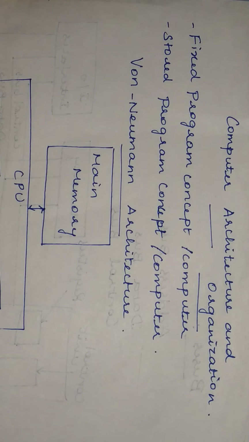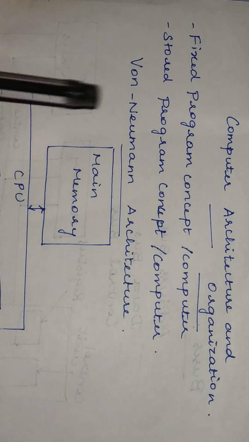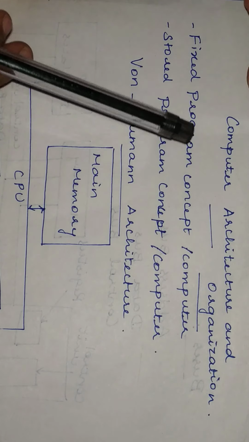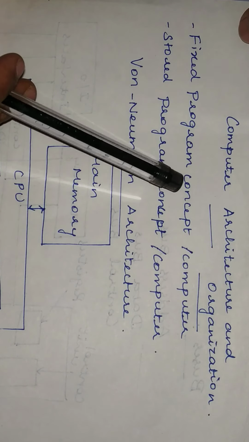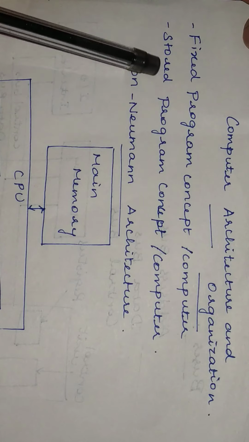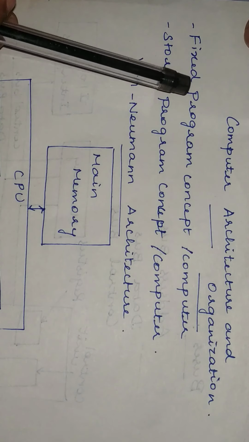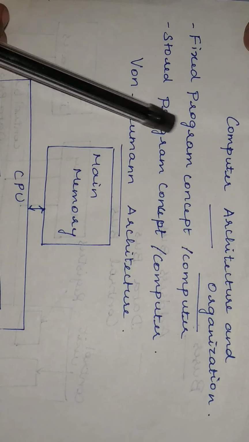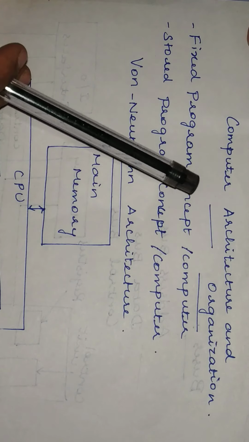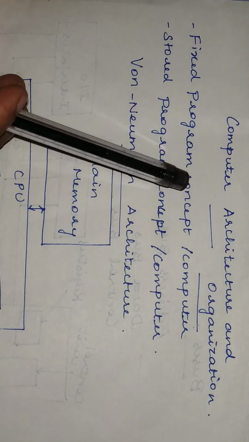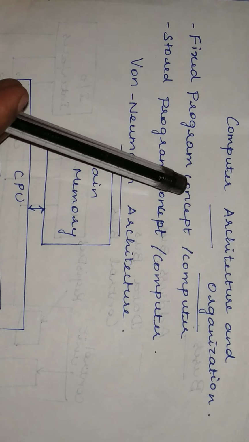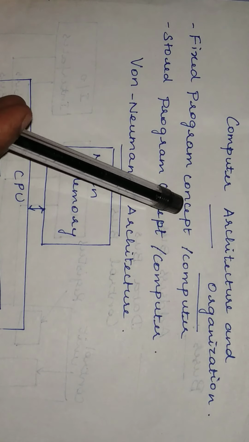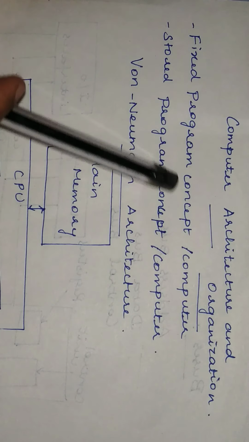Before going to the von Neumann architecture, I would like to explain the computer types. Basically, computers are divided into two types: fixed program computer and stored program computer. What is a fixed program computer? In a fixed program computer, the functional operations are very specific. It can perform only the direct operation with a given input and produce the result. For example, a calculator comes under fixed program computer.